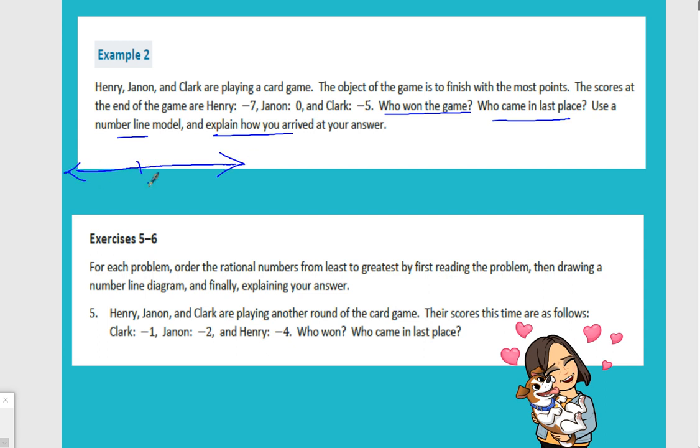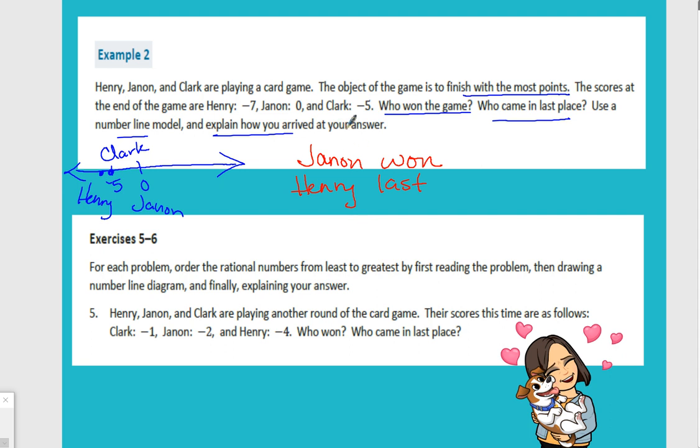And let's put our 0 here. Is there anyone to the right of the 0? No. So we have 0, which is Janin. We have -5, which is Clark. And we have -7, which is Henry. So who won the game? Well, the goal was to finish with the most points, so who would have won? Yeah, Janin won. Who came in last? Yep, Henry got last place.